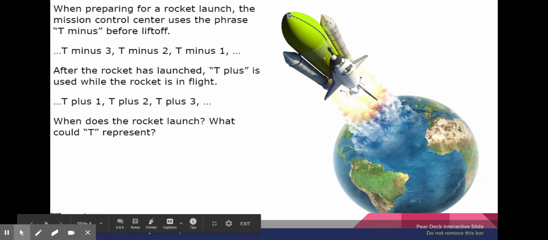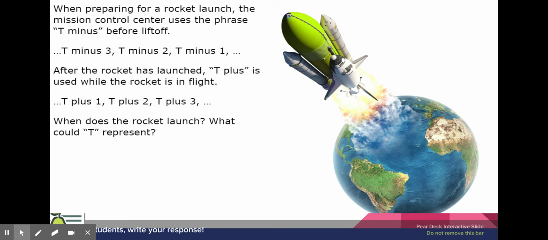All right, so I'm going to read this and then the video will pause and the Edpuzzle will ask you this question. When preparing for a rocket launch, the Mission Control Center uses the phrase T minus before liftoff. T minus 3, T minus 2, T minus 1. You may have heard that on some movies. After the rocket has launched, T plus is used while the rocket is in flight. T plus 1, T plus 2, T plus 3.